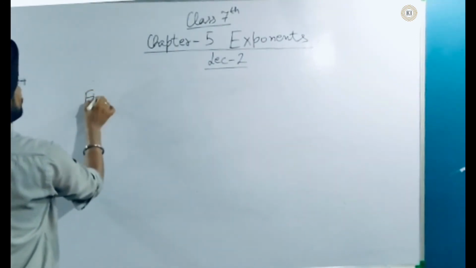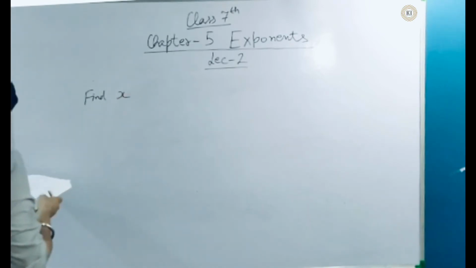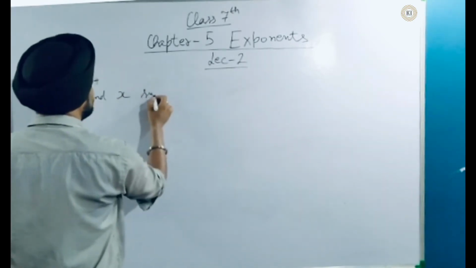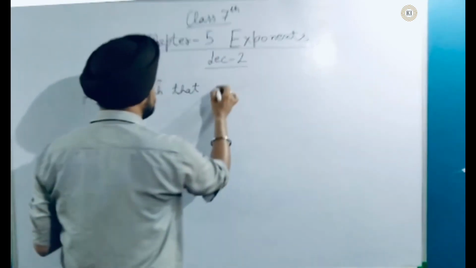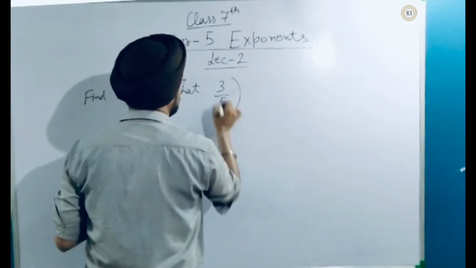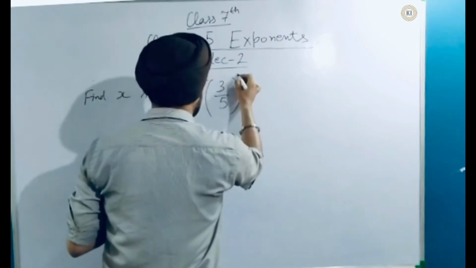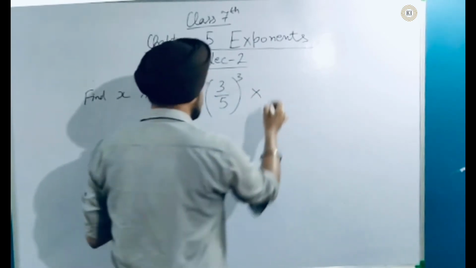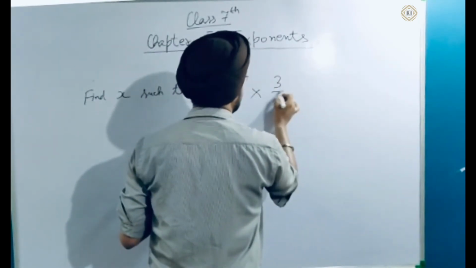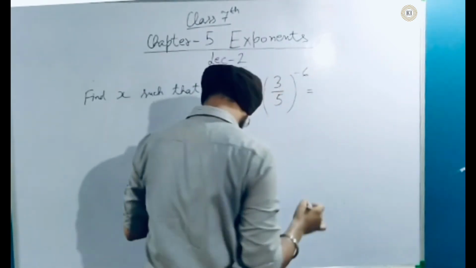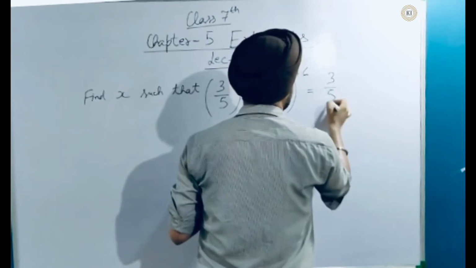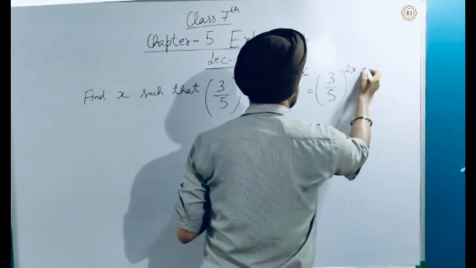Find x such that (3/5)^3 × (3/5)^(-6) = (3/5)^(2x-1).